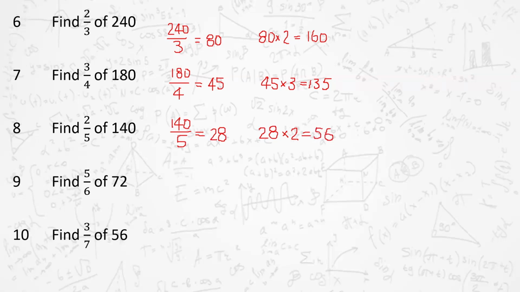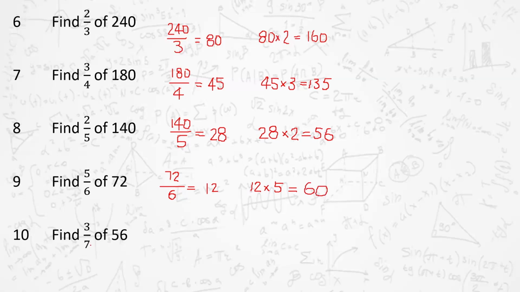Question 9. 5/6 of 72. Similarly, a two-step calculation. Divide 72 into 6 parts. So 1 part, or 1/6, is 12. Then to find 5/6, we need to use 12 times 5. So the answer is 60.